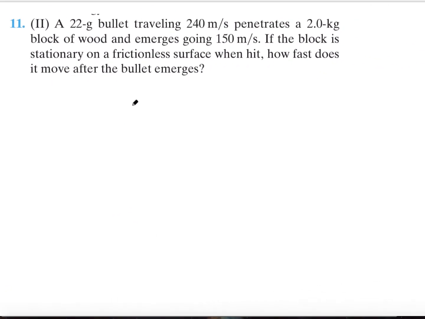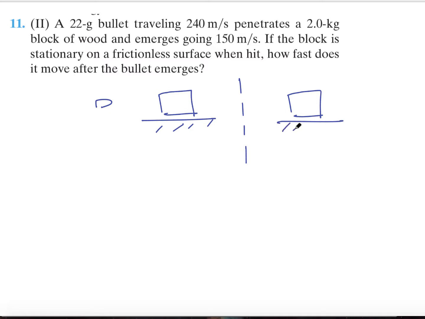All right, so we have an interesting situation here where we have a bullet and it strikes a block. And then it comes out the other side, but the block is now moving. So let's put the block on some frictionless ground, and we have a bullet. So the mass of our bullet is given to be 22 grams. And while that's great, we typically want kilograms. So I'll go ahead and rearrange this and say it's 0.022 kilograms.